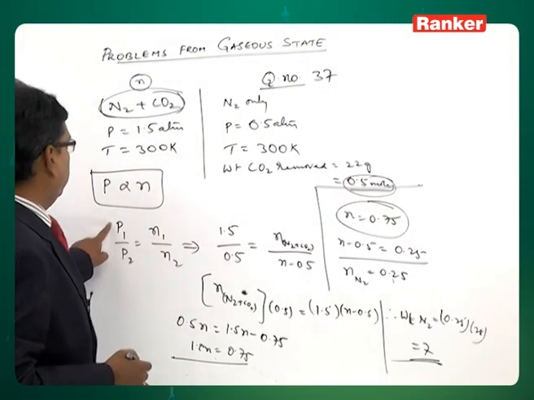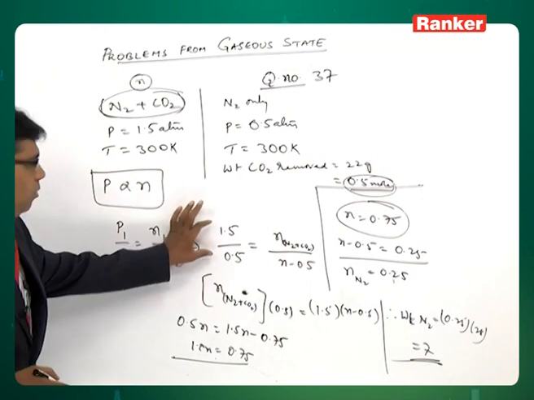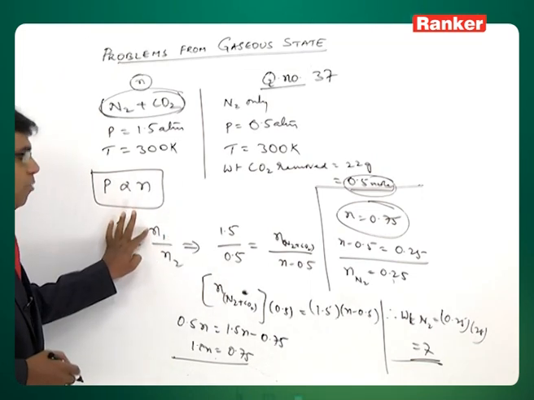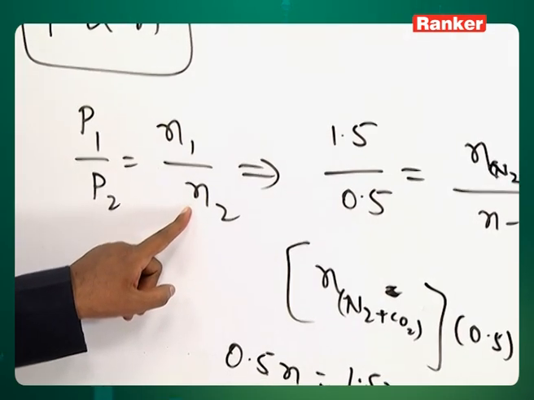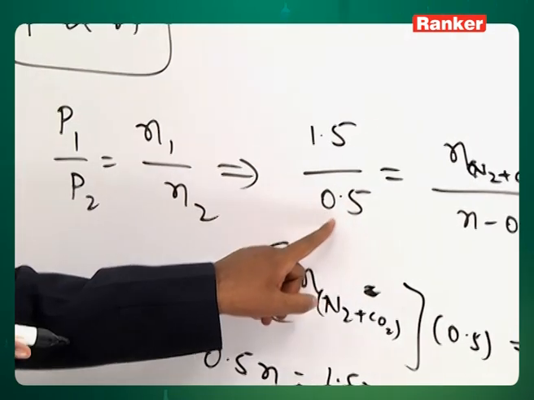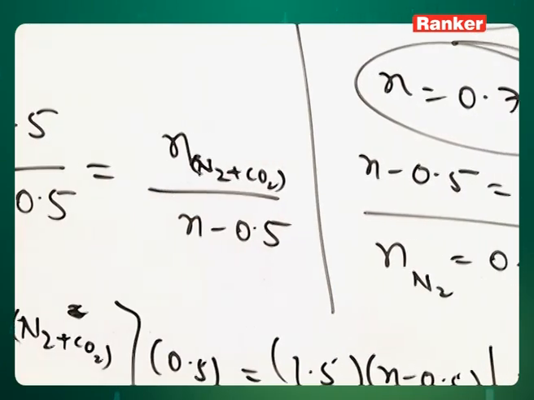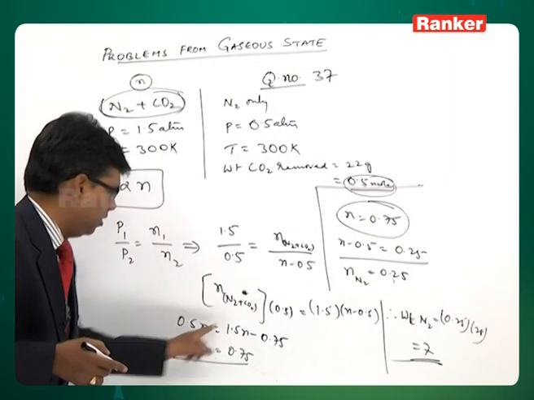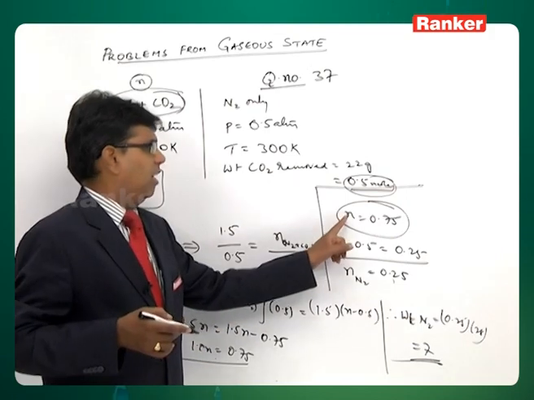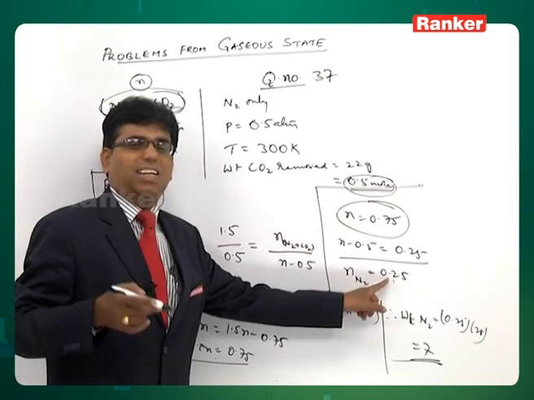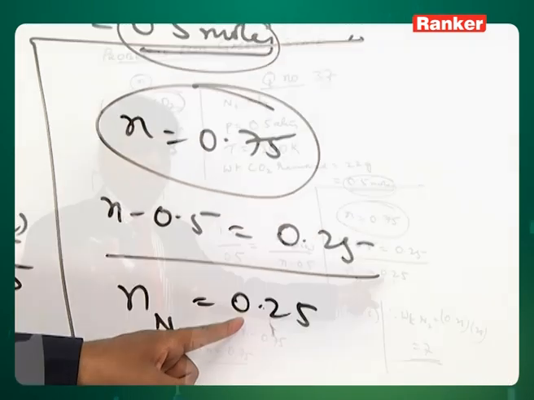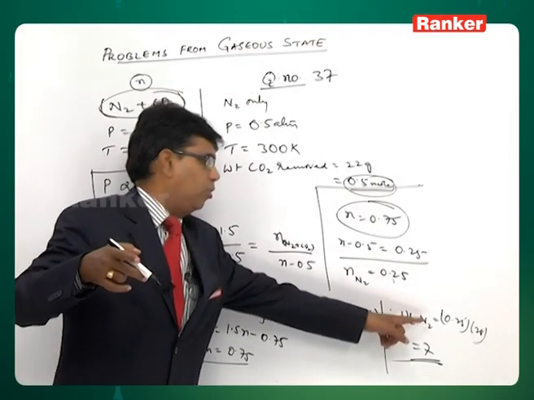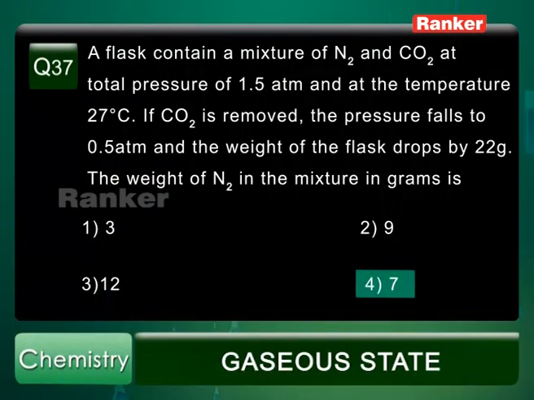So this is the initial pressure and final pressure, 1.5 by 0.5. Initially we have both nitrogen and carbon dioxide. Finally we have only nitrogen, so carbon dioxide is removed and it becomes N minus 0.5. That is all, and if you do this, what you will get is the number of moles of nitrogen as 0.25. So the weight of nitrogen is 0.25 into 28, that is 7. So the correct answer is option 4, that is 7.